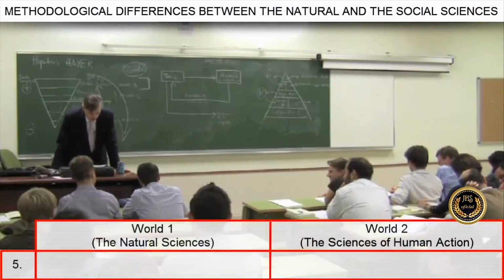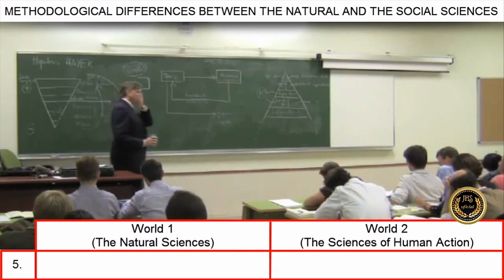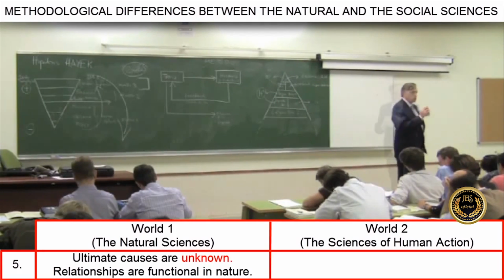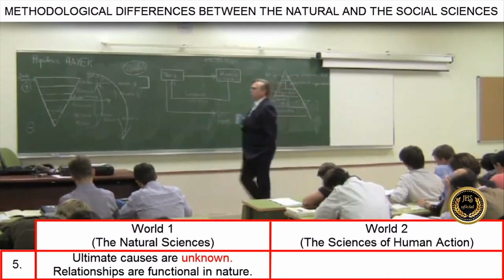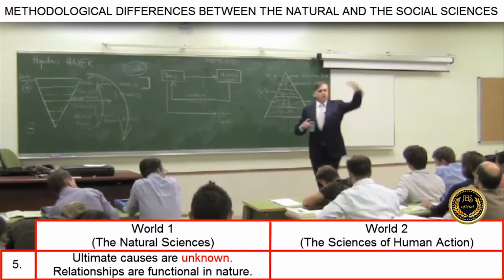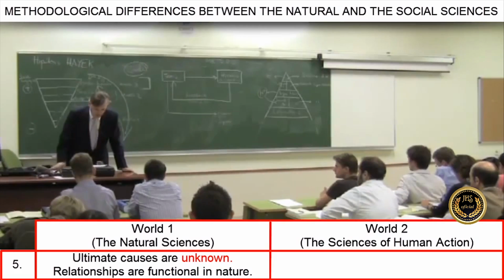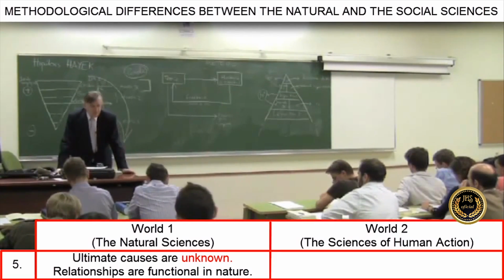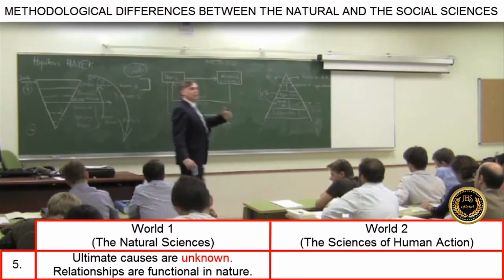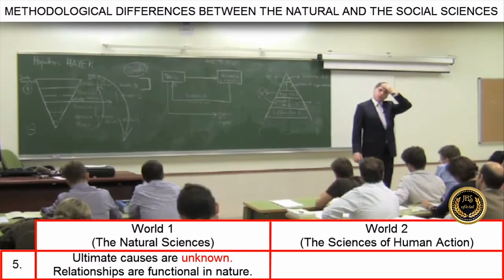Point number 5, our last point. In the world of the natural sciences, the ultimate causes of phenomena are unknown. What is the ultimate cause of the law of gravity? There is always another cause to which we can attribute studied phenomena. In fact, natural science never ends, because a further cause is always discovered. That is the essence of the process of advancement in the natural sciences.